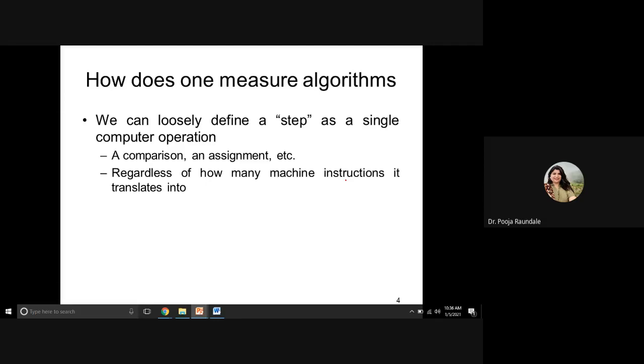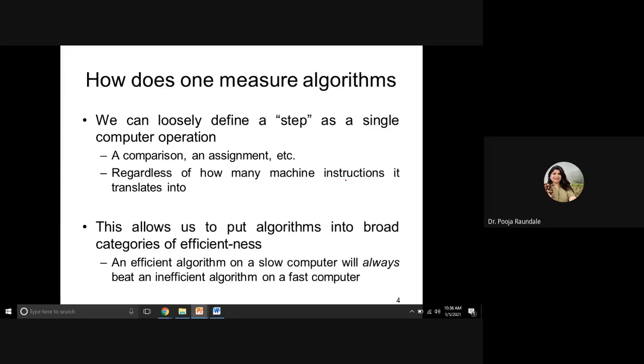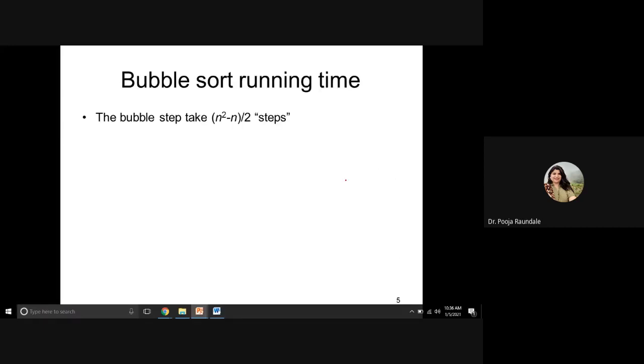So regardless of how many machine instructions it translates into, this allows us to put algorithms into broad categories of efficiency. This is how we are going to consider it in the entire course. An efficient algorithm on a slow computer will always beat an inefficient algorithm on a fast computer. This is what we have already seen in the example. You may write an efficient algorithm but run it on a slow computer, it will be slow. But an inefficient algorithm on a faster computer will give you good results. So that's why we will consider the steps in the algorithm.